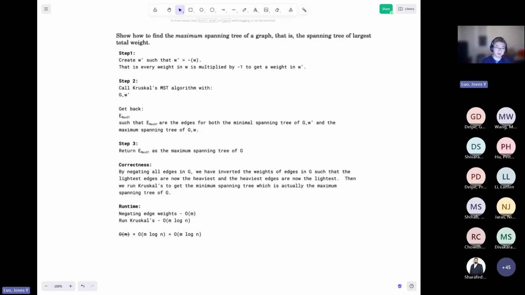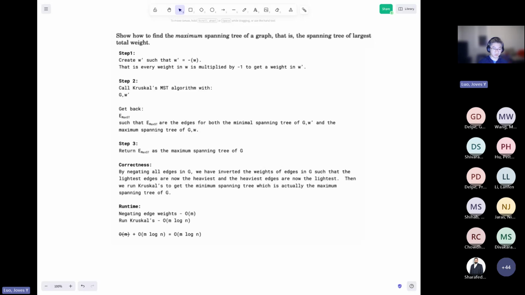Okay, we call Kruskal's MST algorithm on this, and then we get back the edges such that E max ST are the edges for both the minimum spanning tree of G and W prime and the maximum spanning tree of G and W. Okay, we return this maximum spanning tree of G. And the reason this works is that by negating all edges in G, we have inverted the weights such that the lightest edges are now the heaviest edges, and the heaviest edges are now the lightest. Then when we run Kruskal's, it gives the minimum spanning tree of these new weights, which is actually the maximum spanning tree of the original graph.